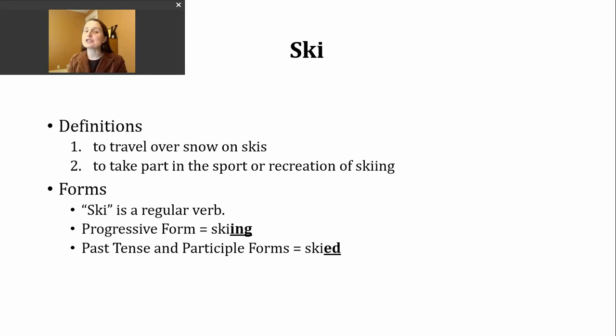But for now, you should know that ski is a regular verb. This might look a little funny since the verb ends with the letter I, but we are going to add another I and then ng to form the progressive, and we pronounce that skiing. The past tense and participle forms of this verb are made by just adding ed. Since our base verb ends with a vowel sound, which is voiced, our ed is going to make a d sound. Skied, skied.